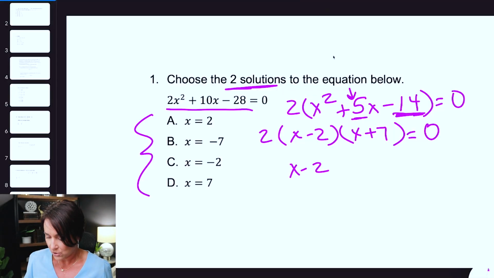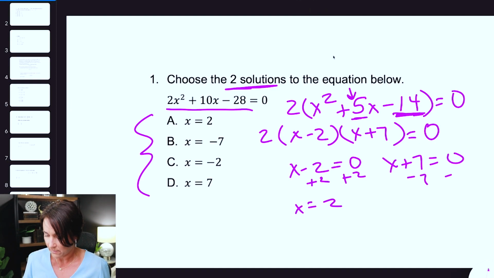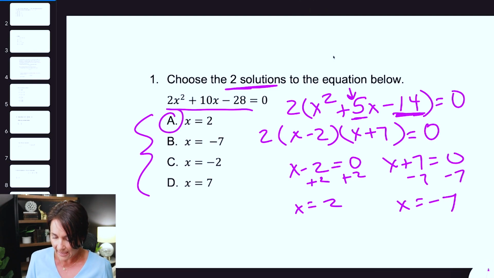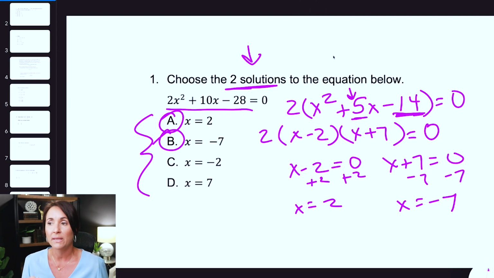So now that we have this, basically what I'm going to do is set both of these quantities to 0. So this is x minus 2 equals 0 and x plus 7 equals 0. When I solve for x, I add 2, x equals 2, and subtracting 7, x equals negative 7. So I'm going to grab A and B. Those will be my 2 answer choices because it asks for 2 solutions.